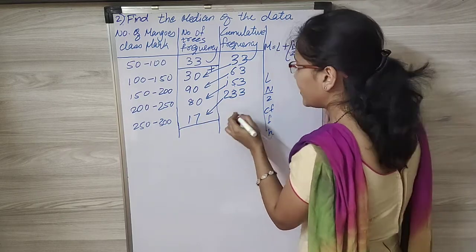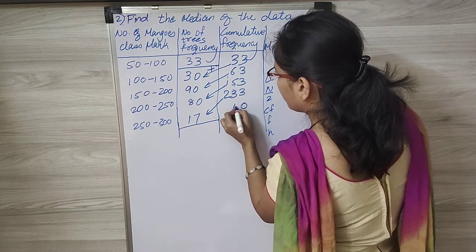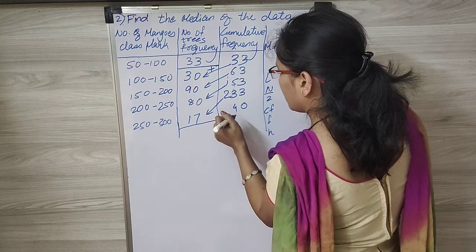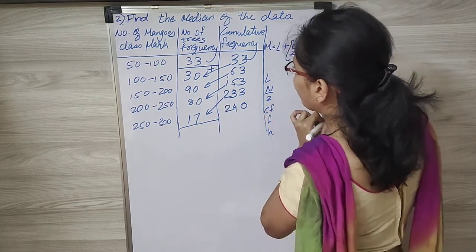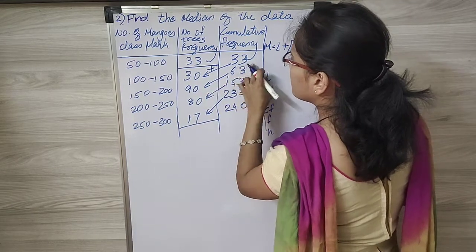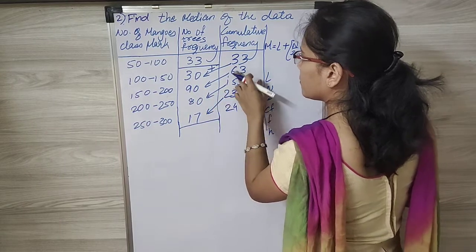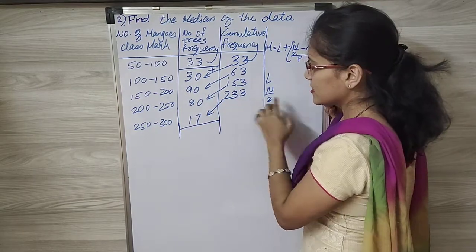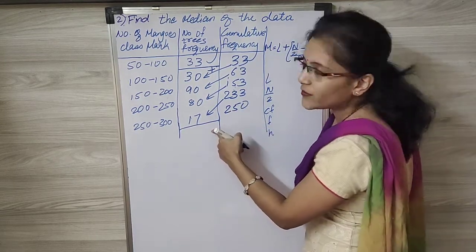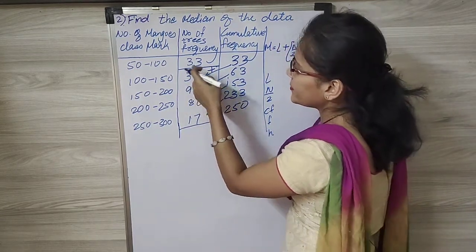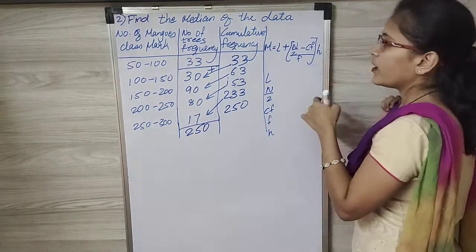Next, again addition: 233 plus 17 becomes 250. Now see here, the sum of the frequencies is 250. Now see, what is our formula?